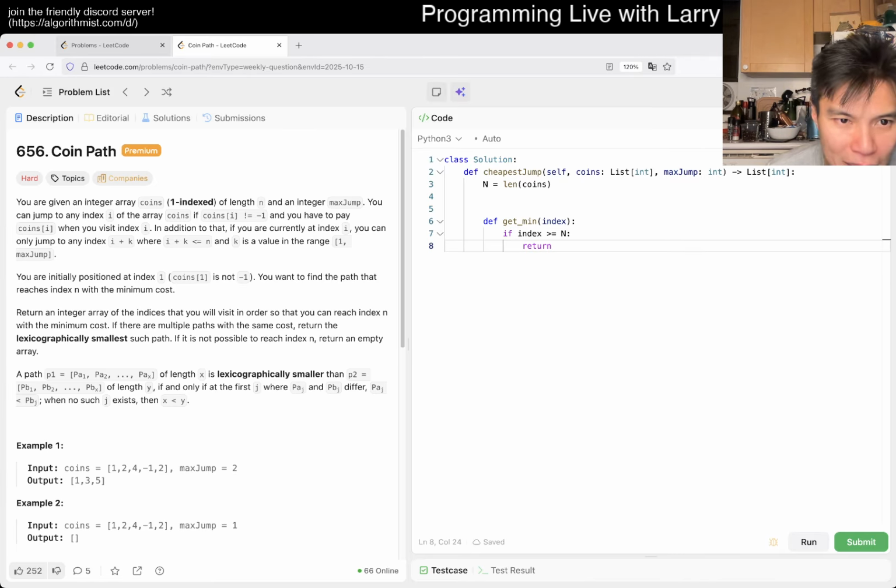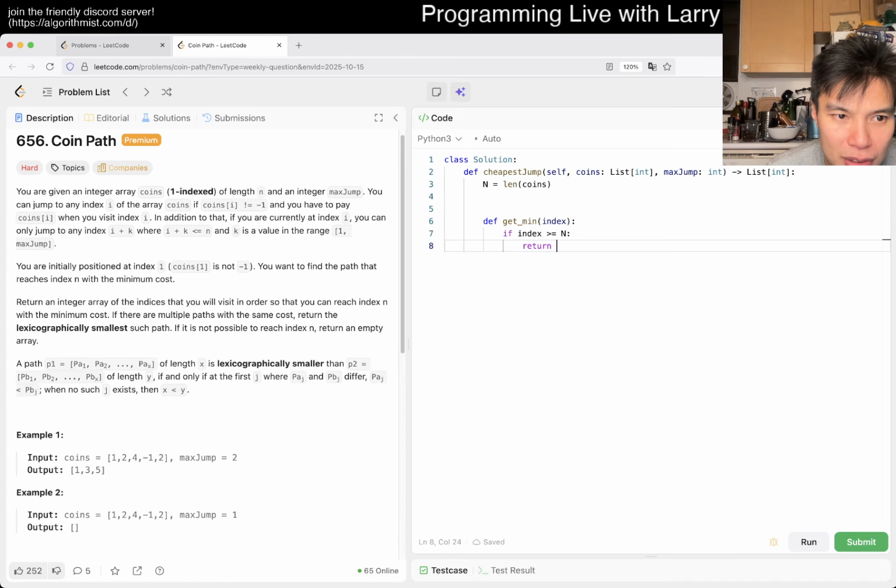Wait, where are we supposed to end? Index n, right? So let's just say 0. We go greater than that. Wait, is it n? No, it's the last index, right? So okay, it's a little bit awkward. Do we have to pay? When you jump to i, you pay coins[i]. Okay, so you always have to pay the last index.